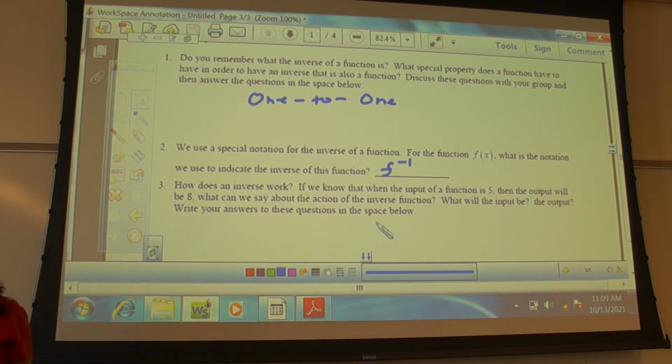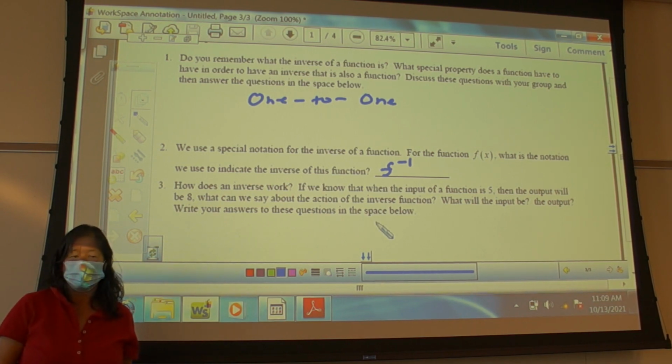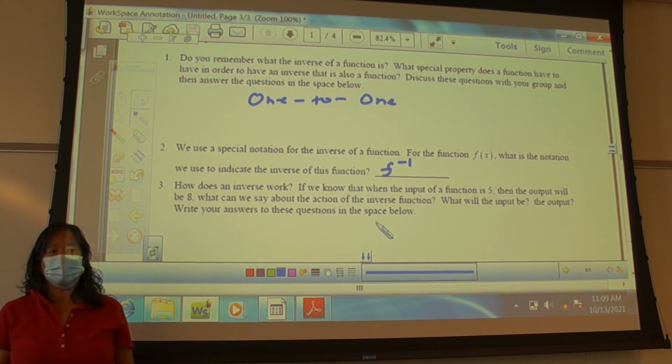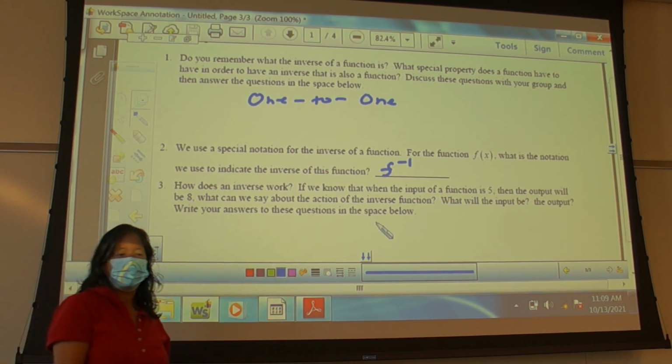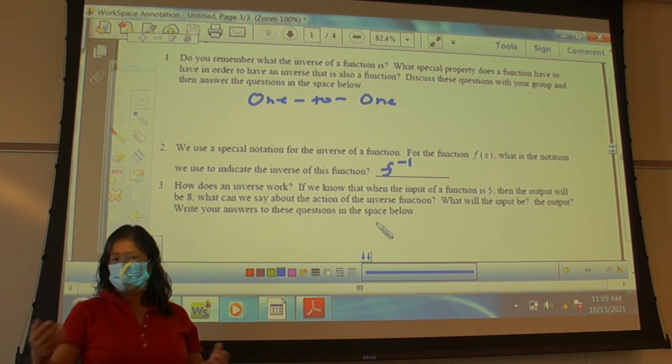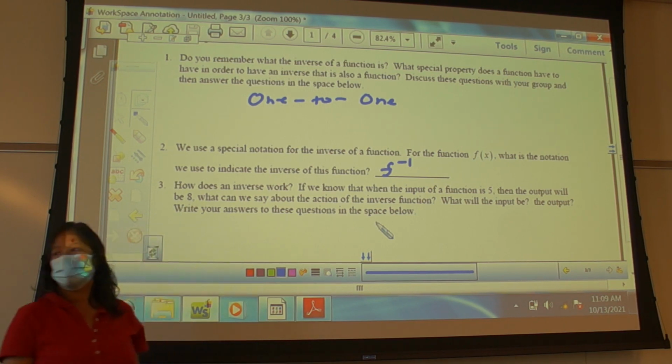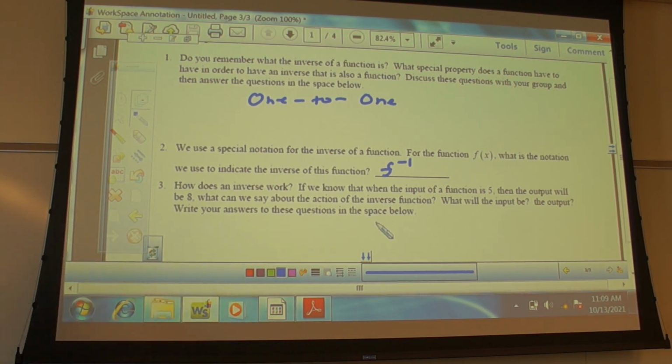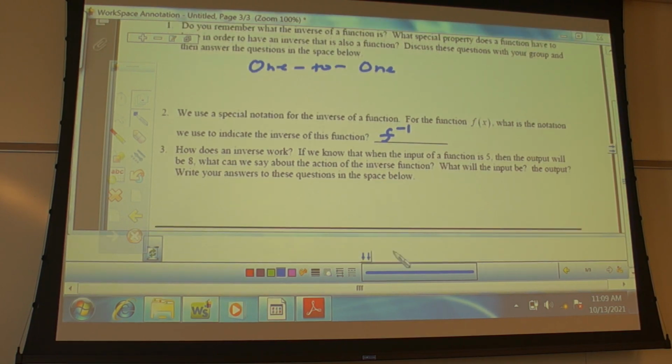So for example, the inverse of adding 3 would be what? Subtracting 3, yep. The inverse of dividing by 3 would be multiplying by 3. Right, those are inverses of each other. Maybe that's not very clear. Okay, how does the inverse work?